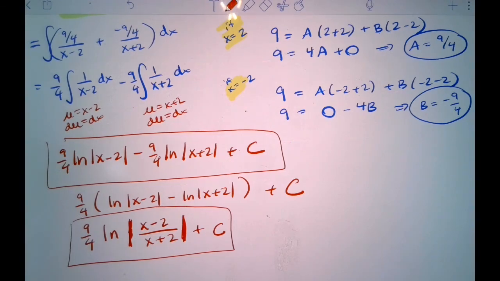Okay, so those are the most used example problems for partial fraction decomposition. And I'll show you some other more advanced ones as well in the next couple of videos.